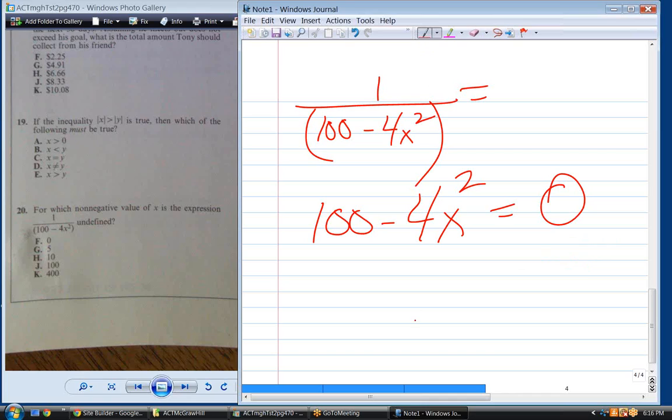You could add the 4x. There you go. I much prefer that. Anytime you can avoid negative signs, you should. There's no difference in having the x on the right or the left. Okay? So now what?